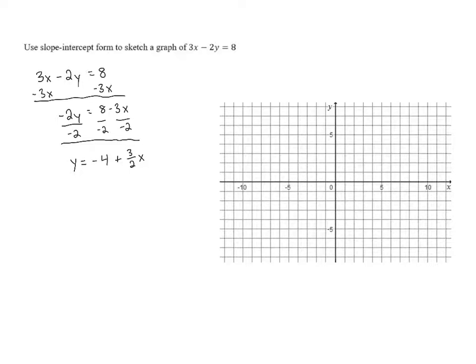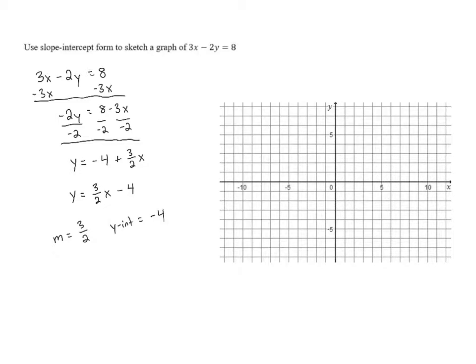Again, this is good enough to figure out the slope and the y-intercept, but technically, slope-intercept form has the x term before the constant term. So we can move that 3 halves x first, and then the minus 4 afterwards. Now either way, the slope is the coefficient on the x term, and in either of those, that's 3 halves, so the slope is 3 halves. The y-intercept is the constant term, in this case that's negative 4.